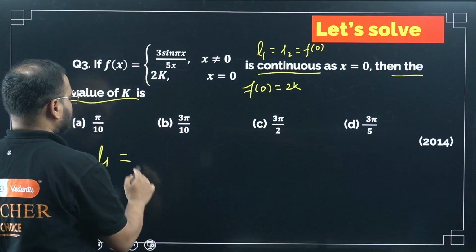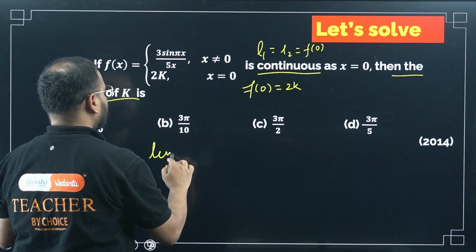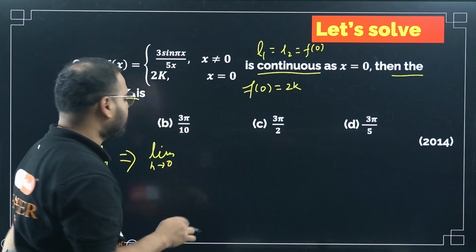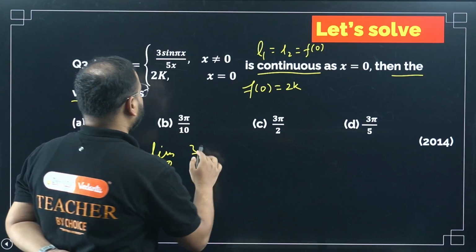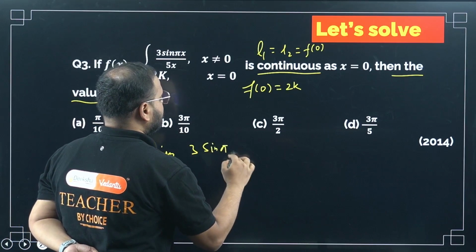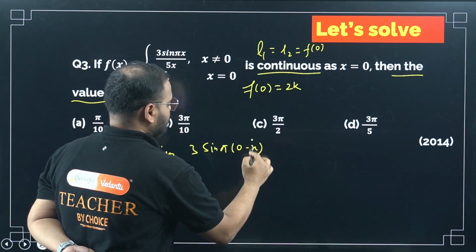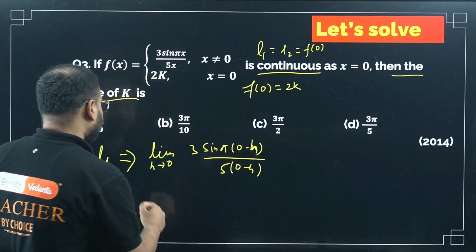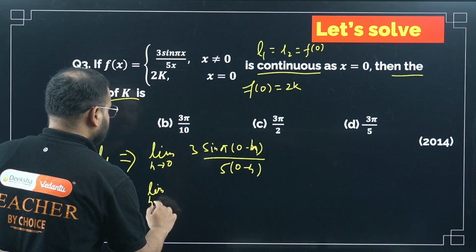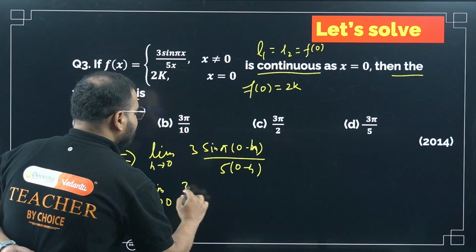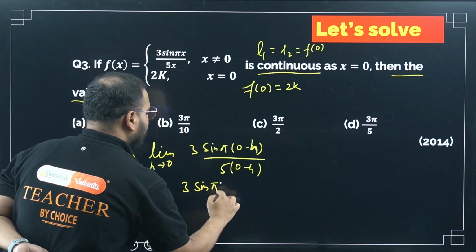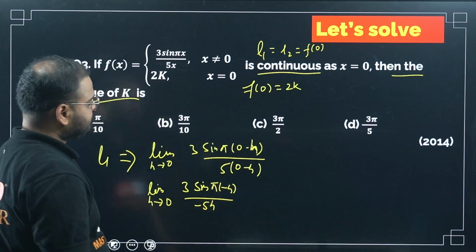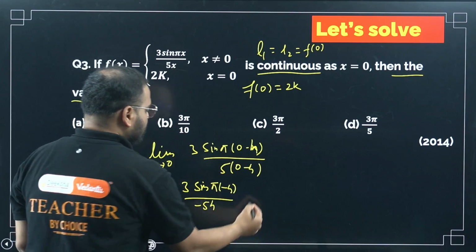So L1 will look like this. If you remember, limit h tends to 0, I'll replace everything by 0 minus h because we are finding the left hand limit. So wherever there is x, replace it by 0 minus h. So sine pi times (0 minus h) divided by 5 times (0 minus h). Let's simplify it. So limit h tends to 0, 3 times sine pi times minus h upon minus 5h. Please check here, minus 5h.